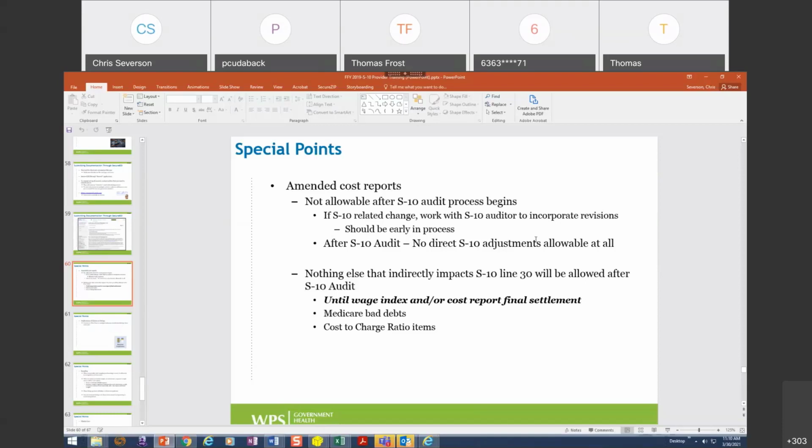CMS uses it. They have a process they go through to analyze it. And there's also the need to make sure we've given them the right data and nothing has come up and changed it later. But the other important thing to note is that nothing else that indirectly impacts S10 line 30 will be allowed after the S10 audit. Now that means you can't amend for Medicare bad debts because even though that doesn't impact line 26, it does come through and impact line 30, which is what CMS ultimately uses.